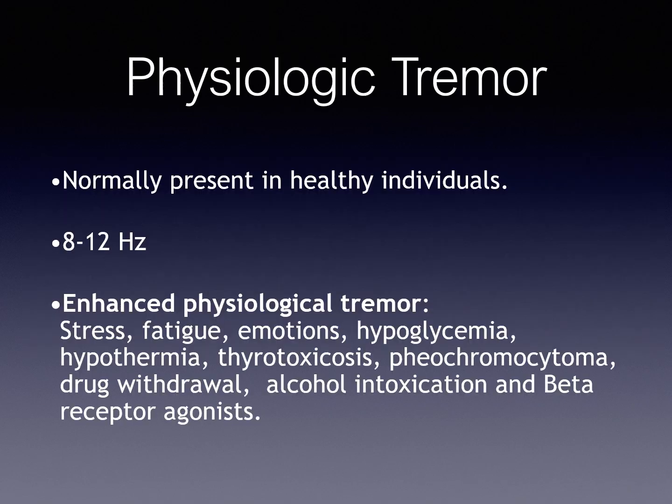Physiologic tremor can present normally in many subjects. Typically, it's fast, about 8 to 12 hertz, so about 8 to 12 cycles per second. It can be exacerbated with stress, so you see more of this tremor with stress or fatigue or fear. You can also see it more with hypoglycemia, hypothermia, excess thyroxine that we see with thyrotoxicosis, pheochromocytoma, drug withdrawal like withdrawal from benzodiazepines, alcohol intoxication, and beta receptor agonists.